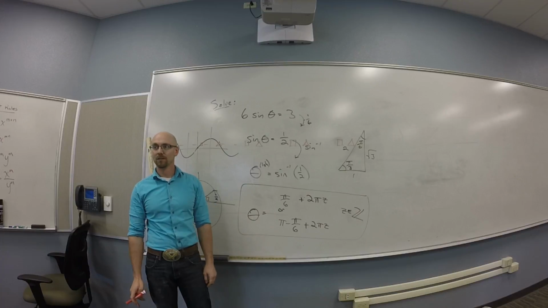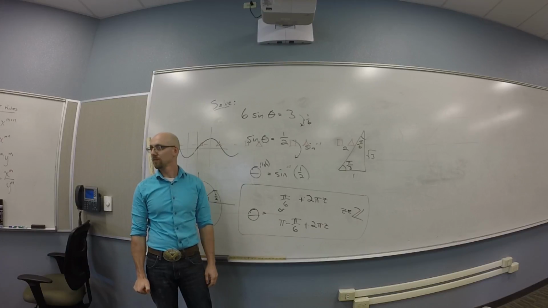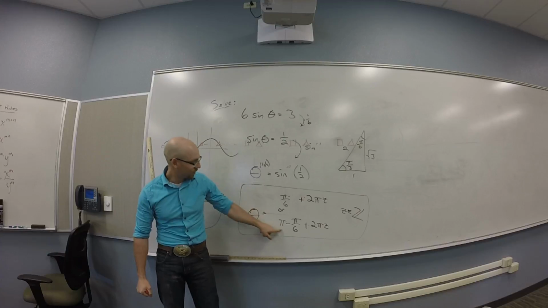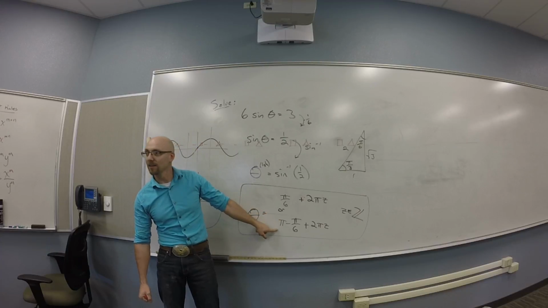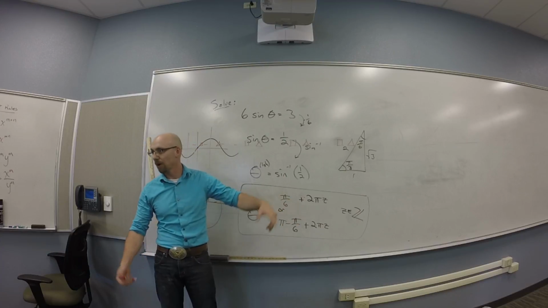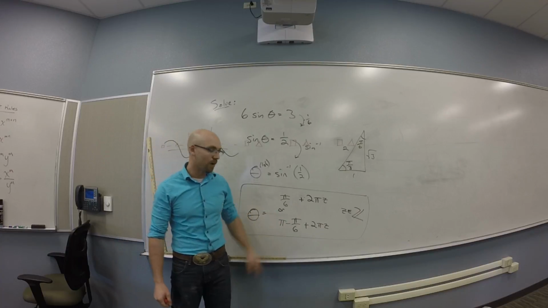Would it be accurate to put 5 pi over 6 for this guy? Yeah, because pi is 6 pi over 6, and you subtract pi over 6. So this is 5 pi over 6.